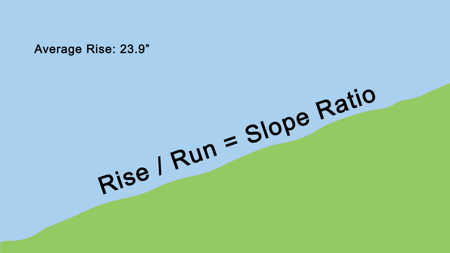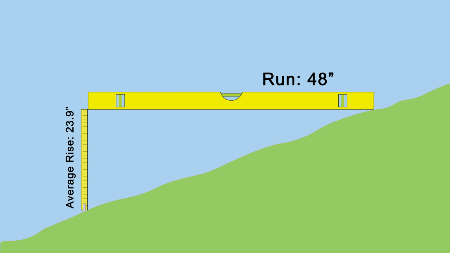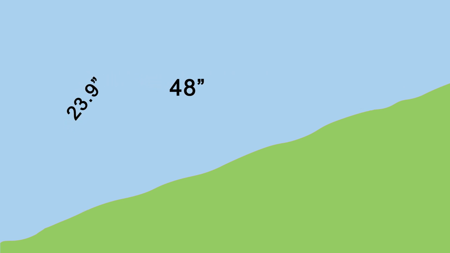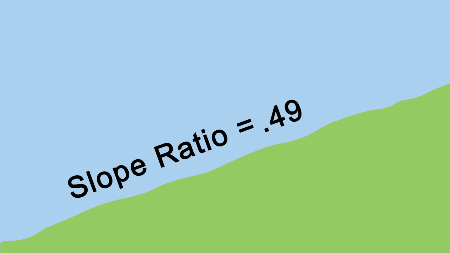For example, if your average rise is 23.9 inches and your run, the length of your level, is 48 inches, divide the rise by the run. 23.9 divided by 48 equals 0.49. This value, 0.49, represents your slope ratio.